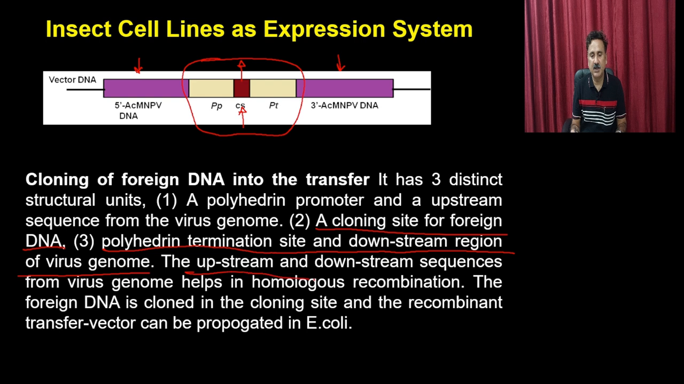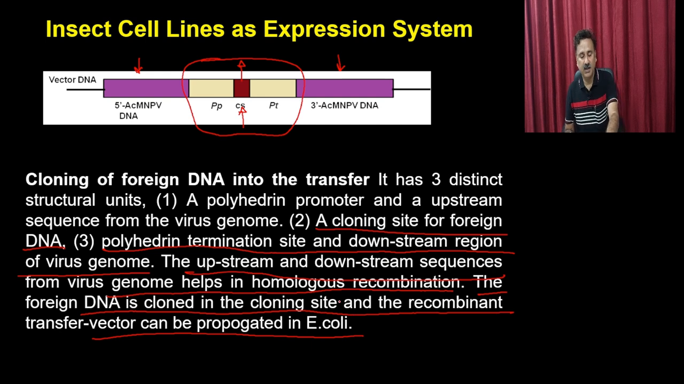The upstream and downstream sequences from the viral genome help in homologous recombination. The foreign DNA is cloned into the cloning site, and the recombinant transfer vector can be propagated in E. coli. This means it is a hybrid kind of vector. It can propagate in E. coli, and it can also propagate in the insect cell line.